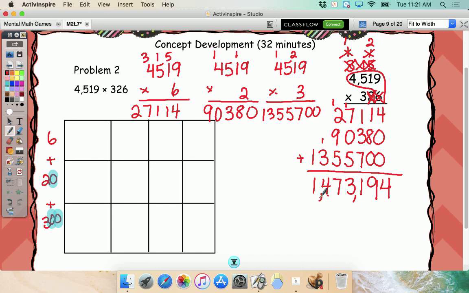Did I add it right? Yep. That's what I got. Let's say that number together. Remember, I have those little comma tricks. So for the first comma, we're going to say million. For the second comma, we're going to say 1,000. Okay, here we go. 1,473,194.